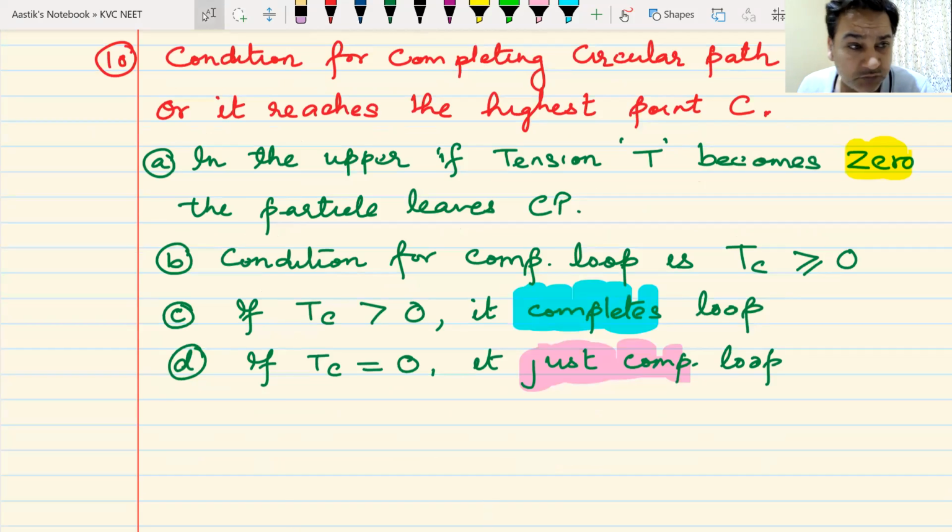Now, most of you would think, as I said, sir, what about speed? Why is the condition not speed becoming 0? And why is the condition not tension becoming 0? I have partly answered the question here. I have told you that if tension becomes 0, it will not follow a circular path. Forget about completing it. So the condition has to be tension T becoming 0.